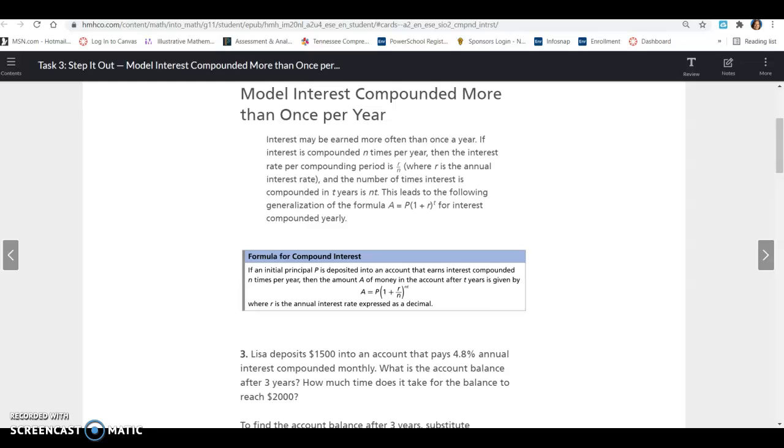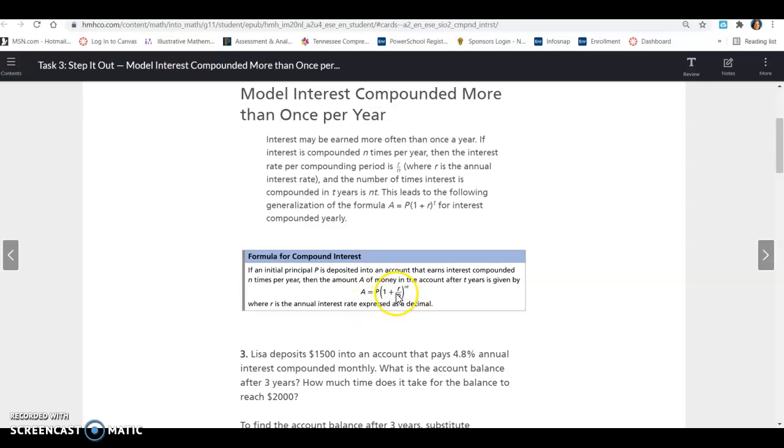If interest is compounded n times per year, then the interest rate per compounding period is R over n, where R is the annual interest rate, and the number of times interest is compounded in t years is n times t. This leads to the following generalization of the formula. So this is the formula we have already looked at, and if we look at it with compounding for different amounts per year, then we're going to change it to this formula.